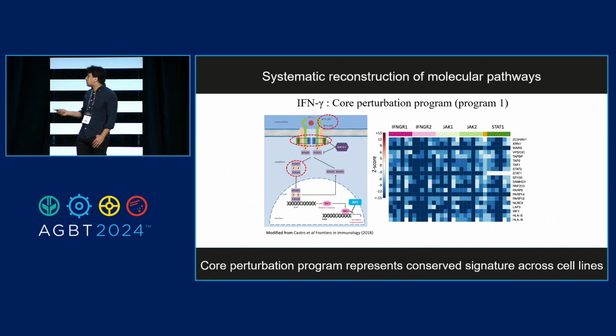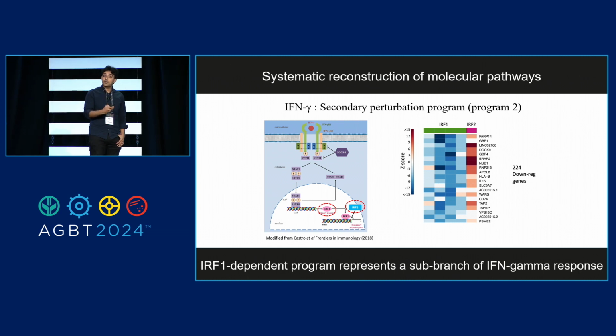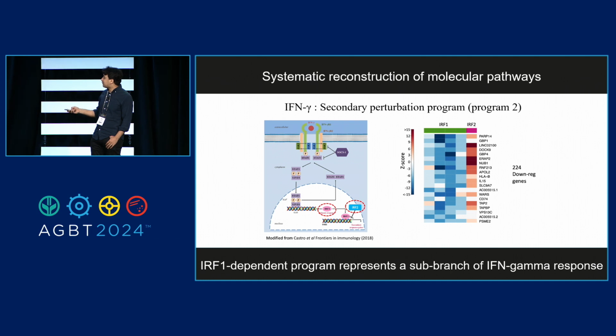But what's cool about our data is we can go much further than this. We can also start to identify sub-branches or subcomponents of the individual pathways as well, and that's what I'm showing you here. We can automatically identify a second correlated perturbation program. This is a subset of the first one, but it corresponds to downstream targets of IRF1. So this is a sub-branch of the interferon gamma pathway. It's actually repressed by IRF2. And so now if we see a set of genes change, not only do we know is this driven by interferon gamma signaling, but we can say whether it's driven in an IRF1 dependent or an IRF1 independent way.